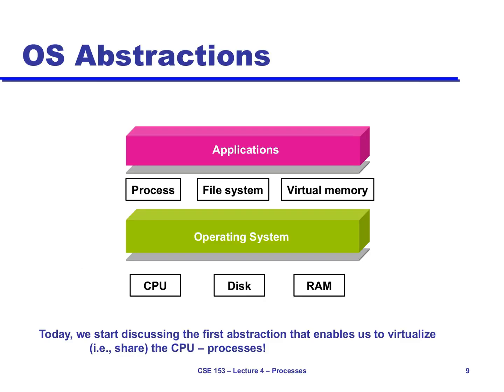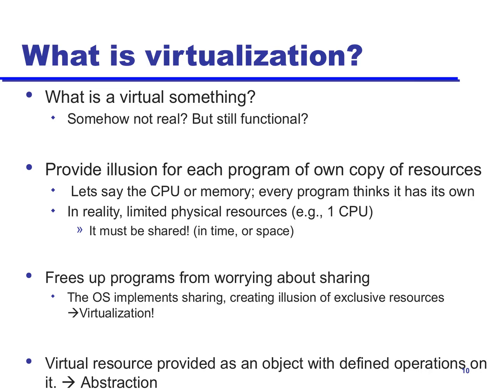The OS provides abstractions such as processes, file systems, and virtual memory to applications, virtualizing hardware like the CPU, disk, and RAM. Virtualization provides each program with the illusion of having its own copy of resources, freeing them from managing sharing, which the OS implements.